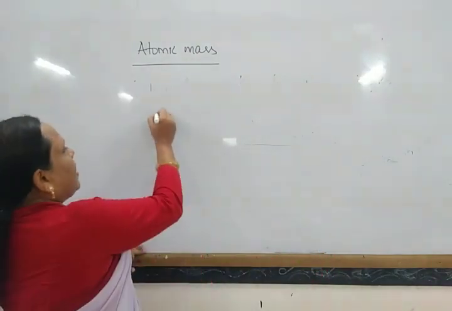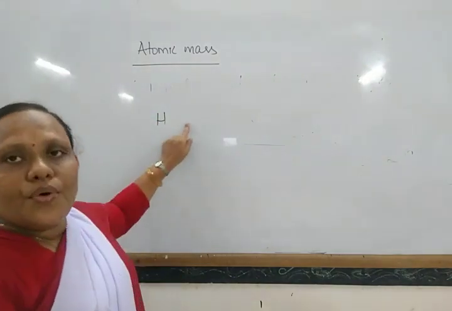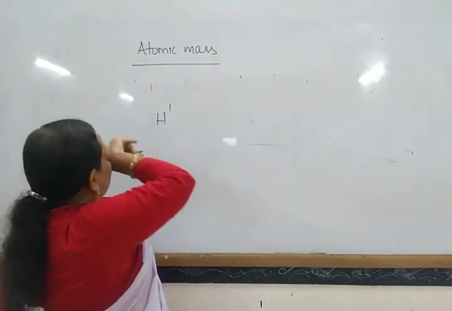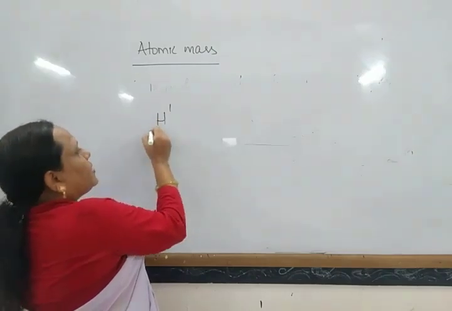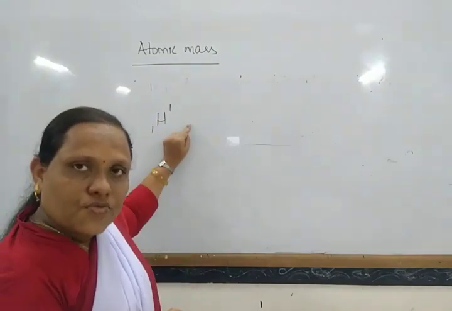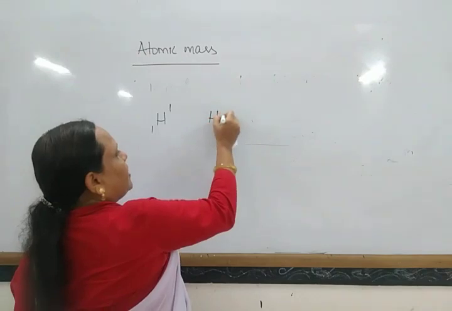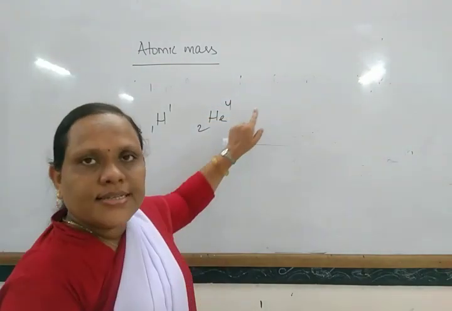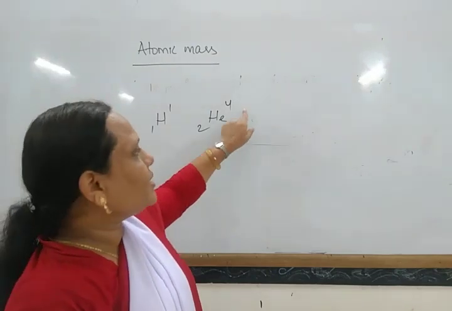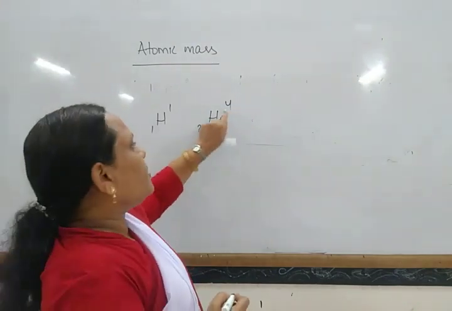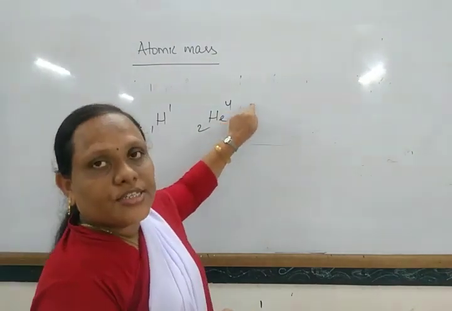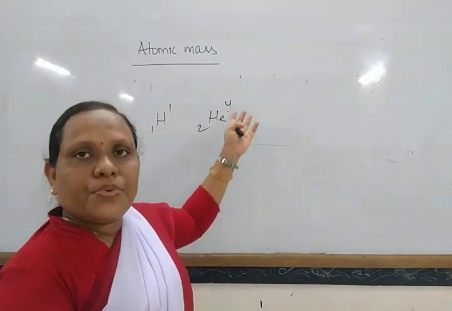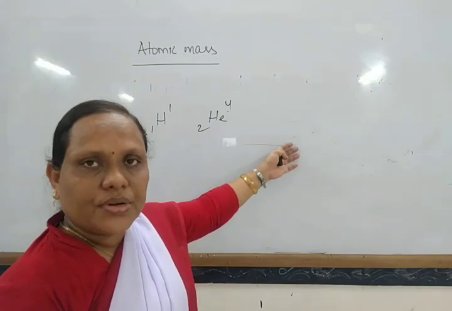For example, hydrogen has no neutron. It has only one proton. So in this way, its atomic mass is 1. Similarly, for helium, its atomic mass is taken generally as 4 and its mass number is 4, because it has 2 protons and 2 neutrons.